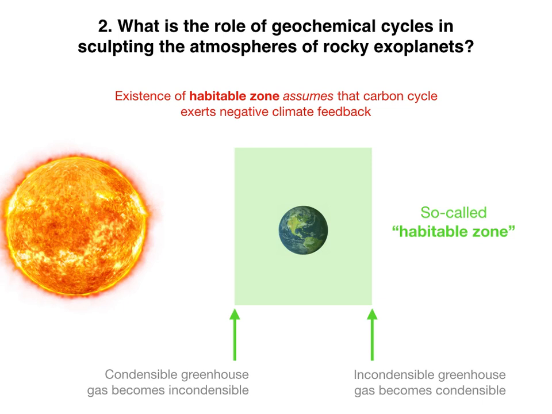And you can imagine other rocky exoplanets where you have different types of condensable and incondensable greenhouse gases, which then obliges you to know if these greenhouse gases are involved in some kind of geochemical cycle which regulates their long-term behavior. And this is the reason why geochemical cycles are important.